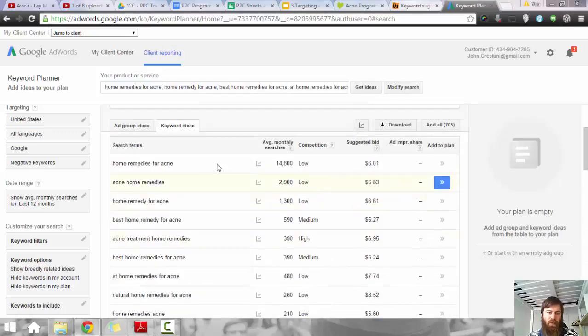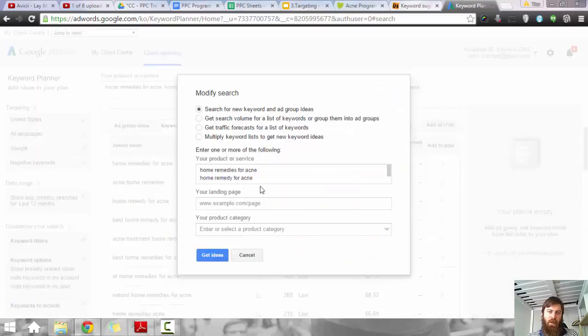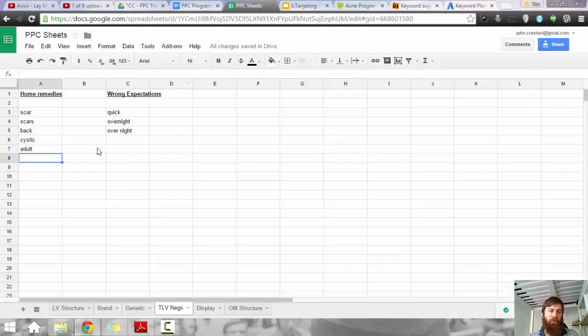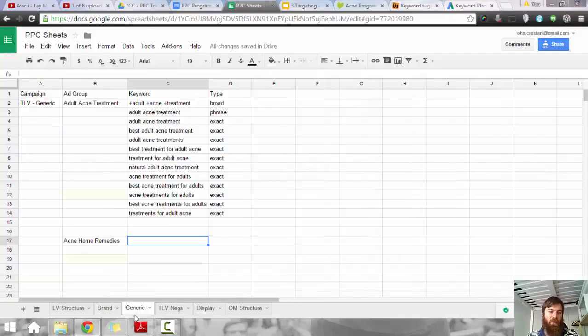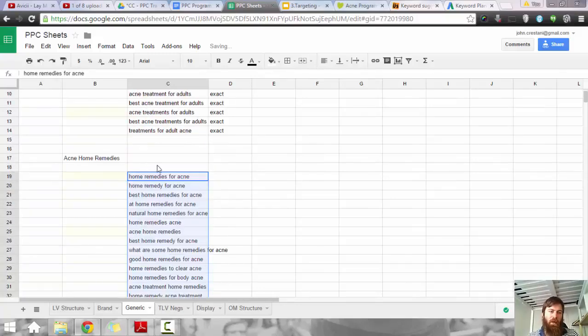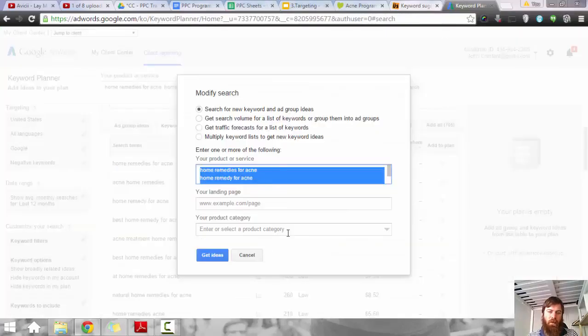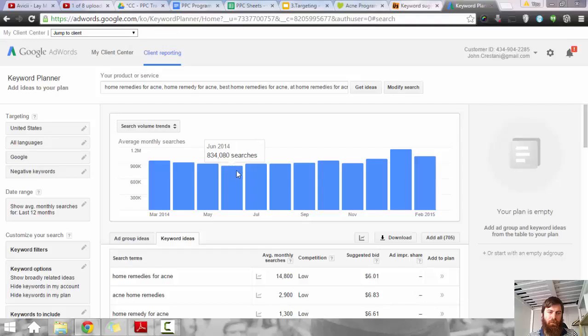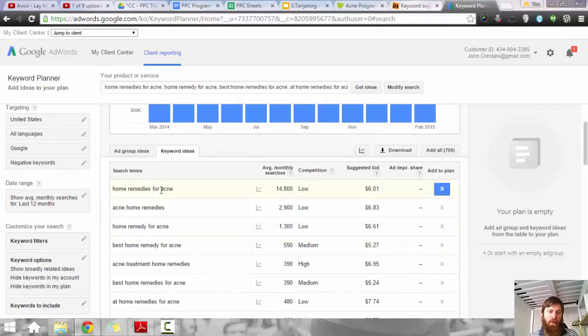Okay, cool. So we have a number of search terms here. Now what I'm going to do is I click modify search, and notice how it just lists them all out like that. I like that. I'm going to click control copy, and I'm going to go back into the generic campaign here. What was our root keyword again? It's home remedies for acne. I'm also going to say acne home remedies. Home remedy for acne is important.